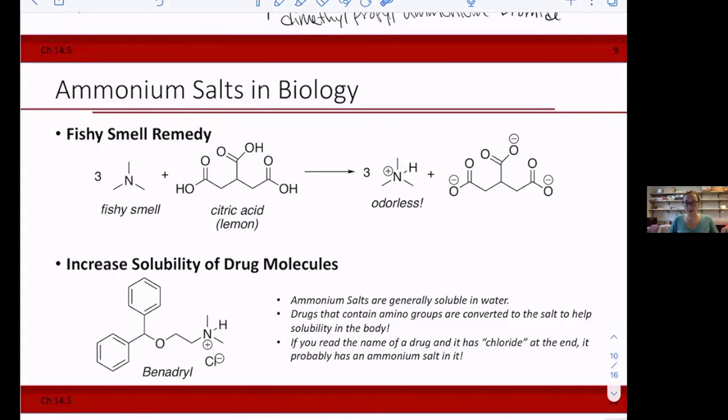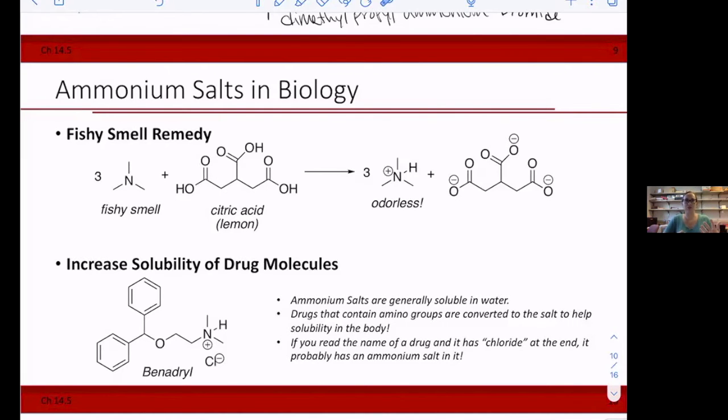Additionally, a lot of drug molecules have nitrogens or amines in them, and they're almost always sold as the actual HCl salt, is what we call it. So the drug molecule plus HCl. That ammonium salt that we've been talking about is how those drug molecules are sold. And part of this is because that is more soluble in water, so it helps increase the solubility when you digest these molecules.